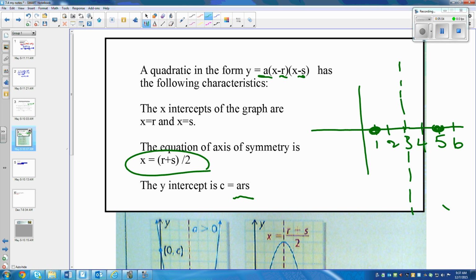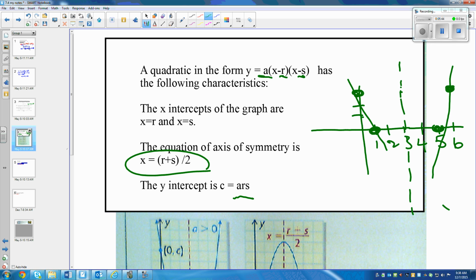So, depending on what it is, A times R times S is that y-intercept. And so, if I knew what this y-intercept was right here at 2 or 3, I could come up with another point on the parabola, right? By counting over 1, 2, 3 to the axis of symmetry, I count over 1, 2, 3 more. So my parabola is going to look something like that. I still haven't found my vertex yet, right? But I could see that my parabola is coming in here and coming in here. Okay?